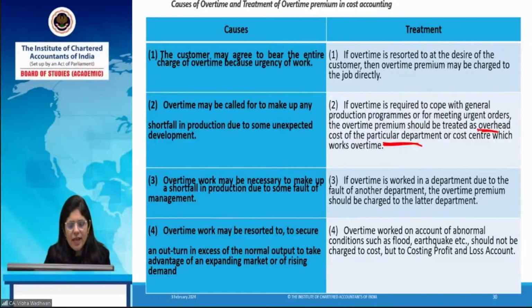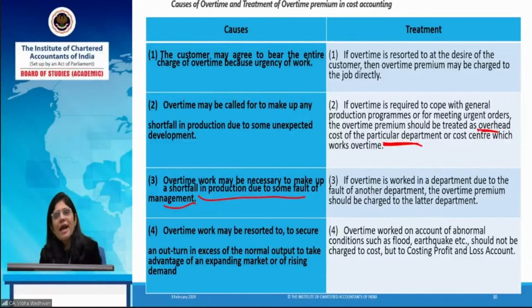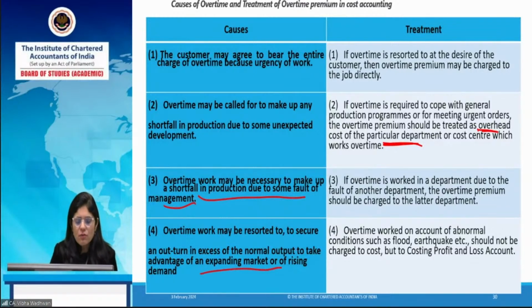If the overtime is required to make up the shortfall in production due to some fault of the management, the overtime cost will be charged to the department due to which the workers are working overtime. It will be charged to that department because it's their fault. In other cases, we are working overtime because we want to expand the market or the demand. If there are certain abnormal reasons, then it will go to the costing profit or loss account.